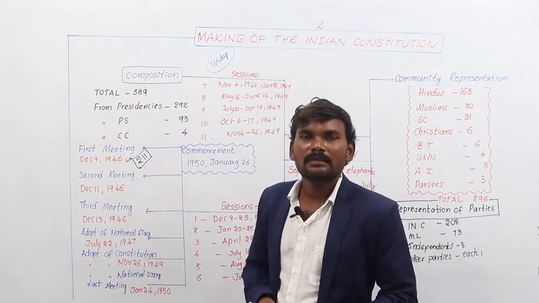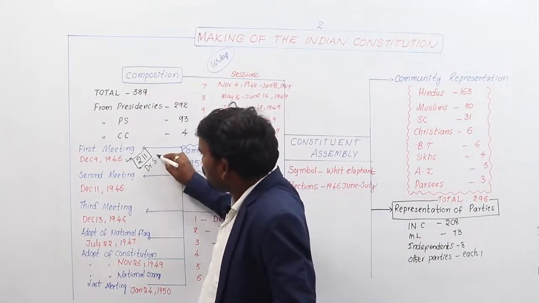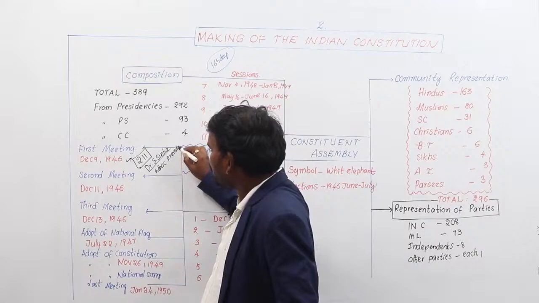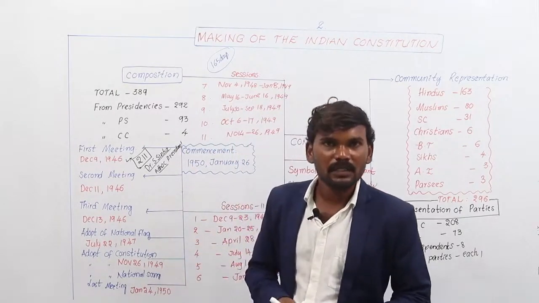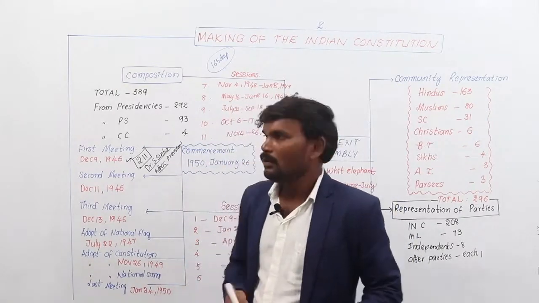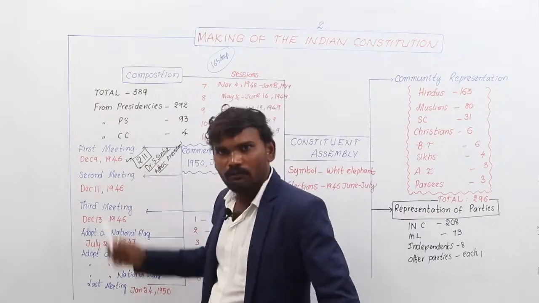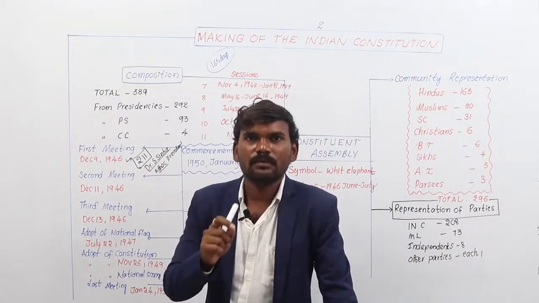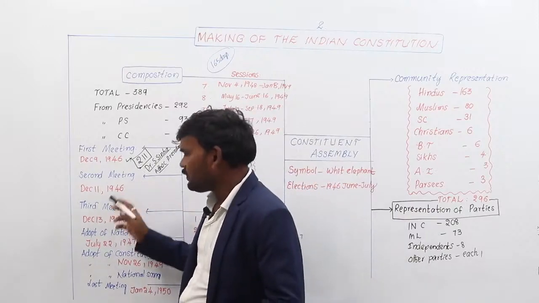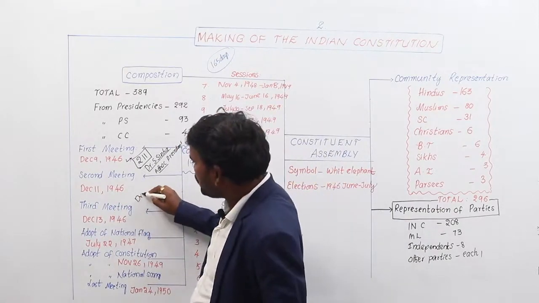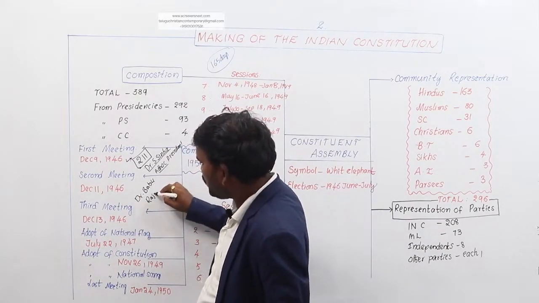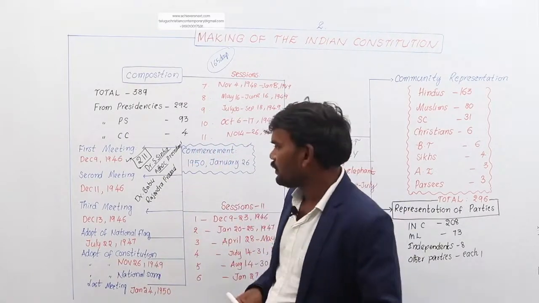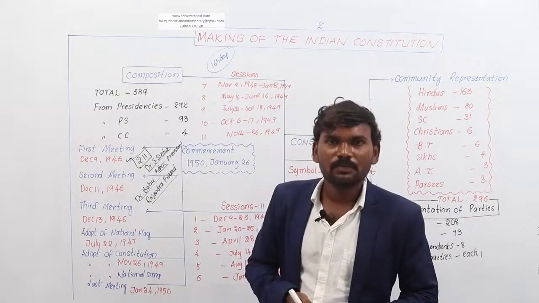In this meeting, Dr. Sachidananda Sinha was elected as the ad hoc president of the Constituent Assembly. Ad hoc means temporary. His name was recommended by then President of the Indian National Congress Party, J.B. Kripalani. The second meeting was held on December 11, 1946. In this meeting, Dr. Babu Rajendra Prasad was elected as the permanent president of the Constituent Assembly.